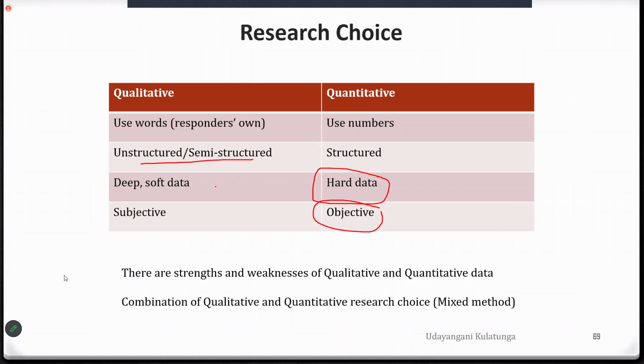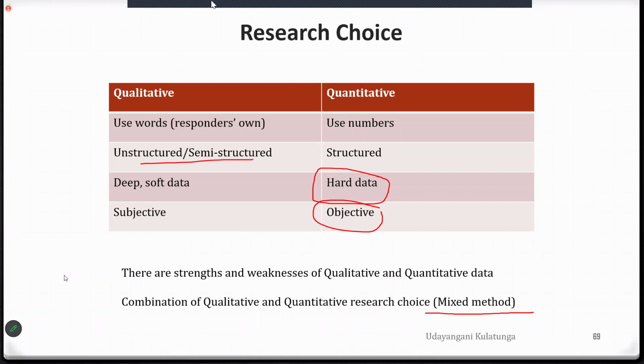Okay. Now, there are strengths and weaknesses of both these research choices, right? Therefore, most of the time, students tend to go for mixed method as well. Mixed method means we are using a combination of qualitative and quantitative research choices. Say, for example, your study could involve carrying out some interviews and also some questionnaire surveys, right? So carefully think which research choice better suits you to address your research focus to fulfill the aim and objectives of your study.